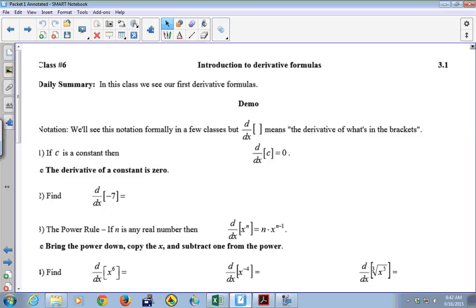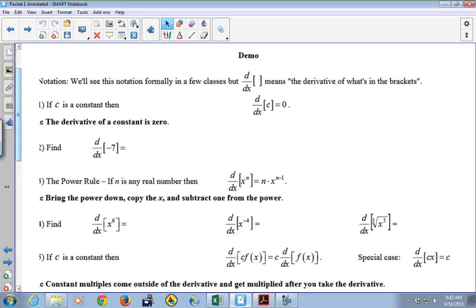Okay, so we can jump into today's lesson. In this class, we're going to see our first derivative formulas. We saw a preview of the power rule last class. We derived the long way the derivative of the square root of x. And we saw that its derivative was 1 over 2 square roots of x, and that agreed with the power rule that we're going to introduce today.